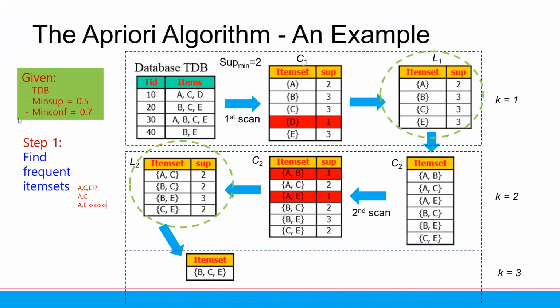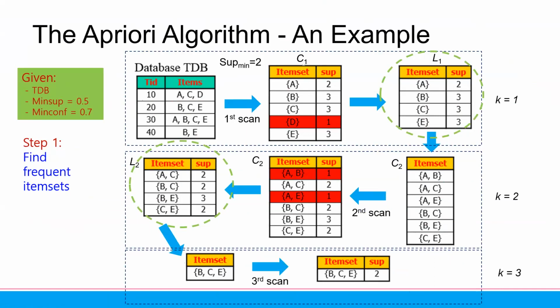So let's see another example. Why don't we choose A, B, E? Now we can see AB. Is it frequent? No. Then we can just remove AB. That's the meaning. So we will just use the BCE. The BCE support is 2. So this will be the frequent answer.